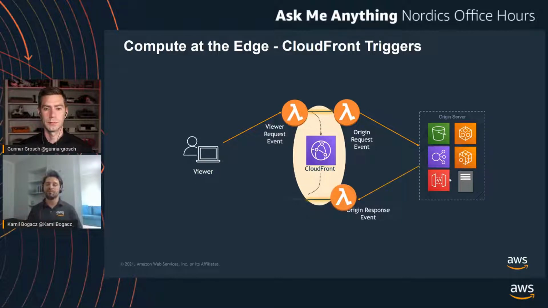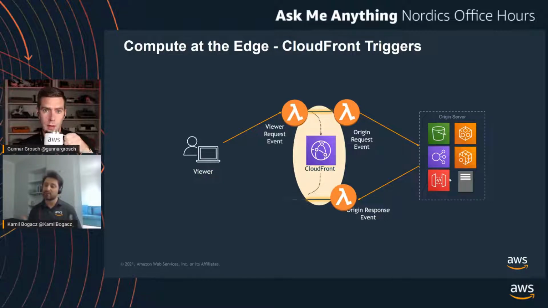And then we move forward. So we have similar types of events for when the response goes back to the viewer. So the origin response event, where you also have access to the response attributes such as HTTP headers and status code from your origin, and you can also act based on those, right?